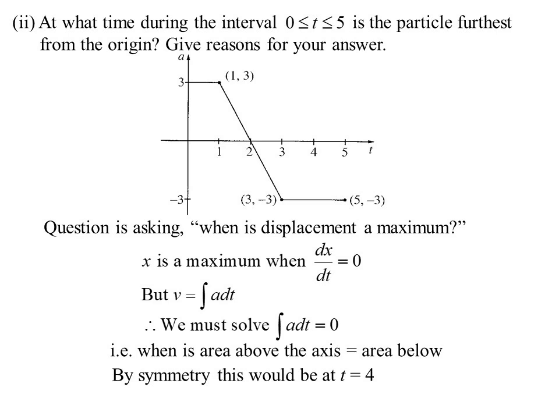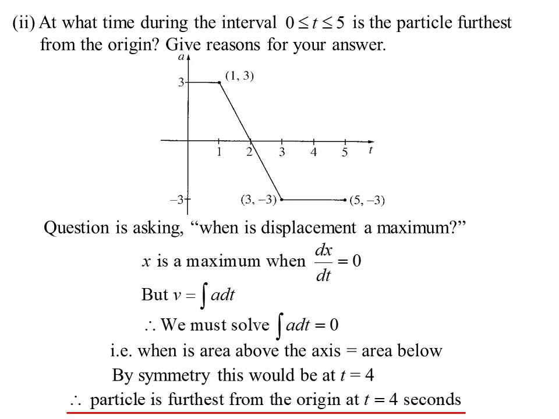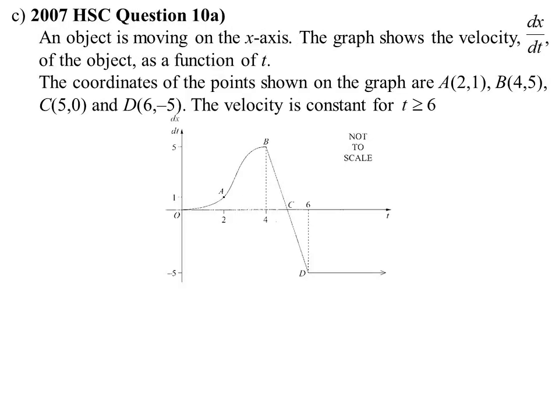So by symmetry, well, if it took 2 seconds to get there, it must take another 2 seconds, and the area is going to be the same. T equals 4, so 4 seconds. 2007, the graph was a little bit more interesting, you'll see.